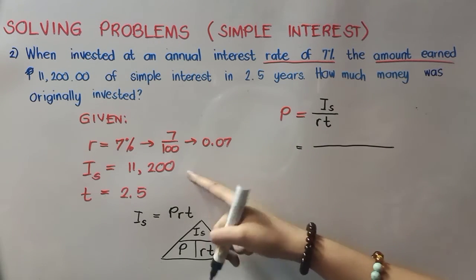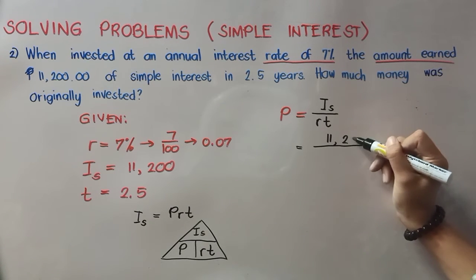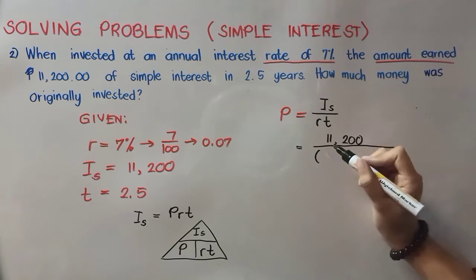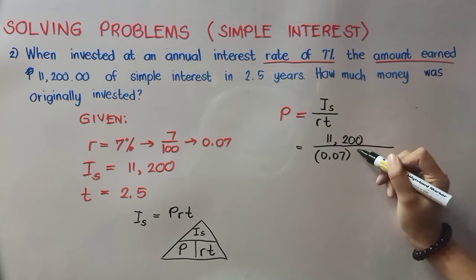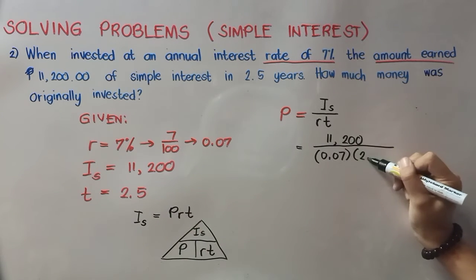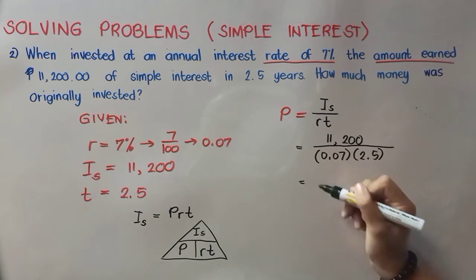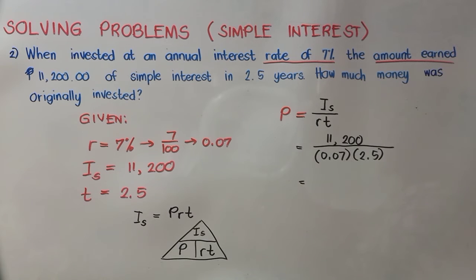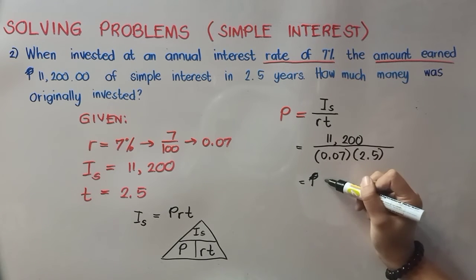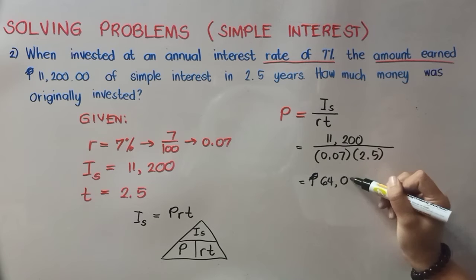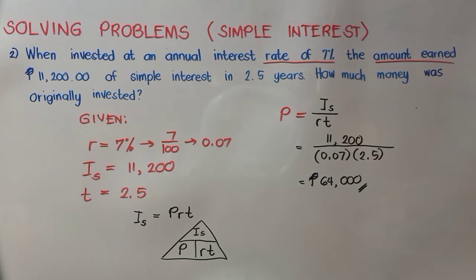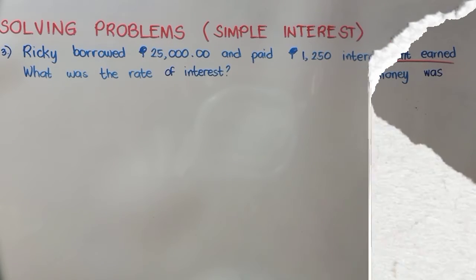Let's now proceed to substituting our given values. Our simple interest is 11,200. Our rate is 0.07. Our time is 2.5. This will give us 64,000 pesos. Therefore, this is the original money invested in the bank.